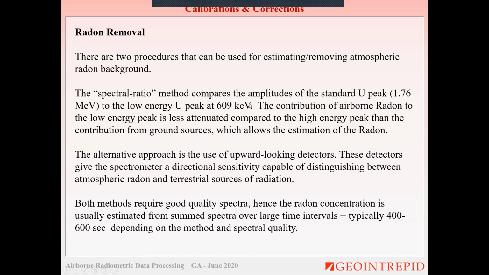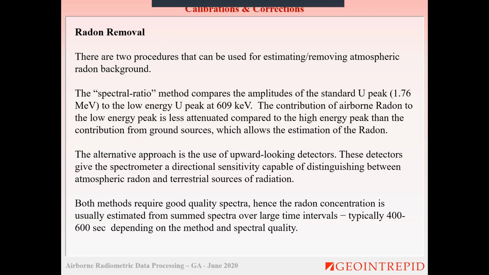The method works very simply, or it's not that simple: the contribution of the airborne radon, which is basically a cloud around the aircraft, to the low energy peak is less attenuated compared to the high energy peak than any contribution from the ground sources. So that basically allows us the estimation of radon, and I'll show you a little bit in the next slide.